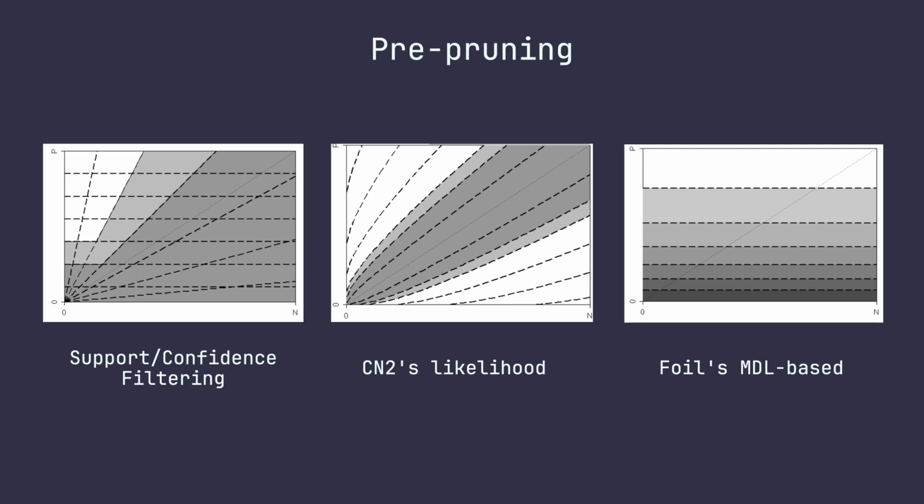There's also something called pre-pruning, where if we have here the coverage space, we see there are these black areas, right? And there are some different formulas that you can use for heuristics to prune away all the dark areas, so we basically don't have these areas in the middle. This is very important because areas in the middle would mean that it's random. It's either yes or no, a 50-50% chance. We would rather have rules that are definitely no or definitely yes. And here are some different ways of doing it: support confidence filtering, CN2's likelihood, and FOIL MDL based.